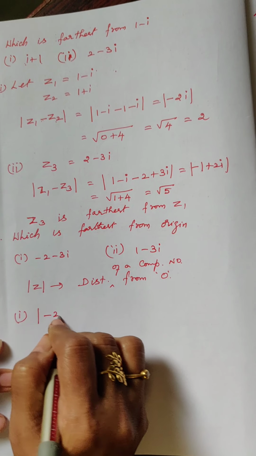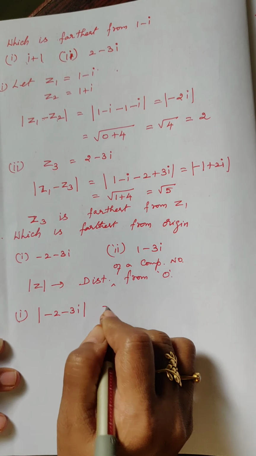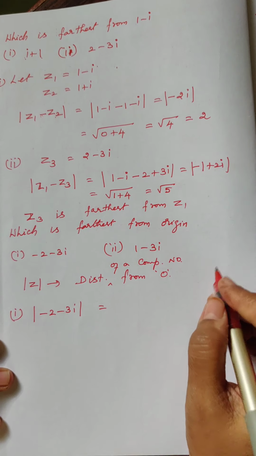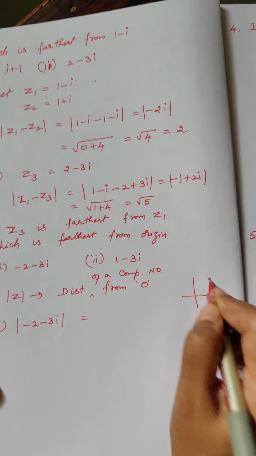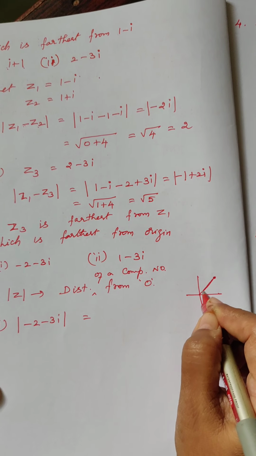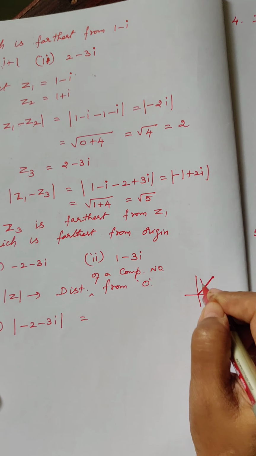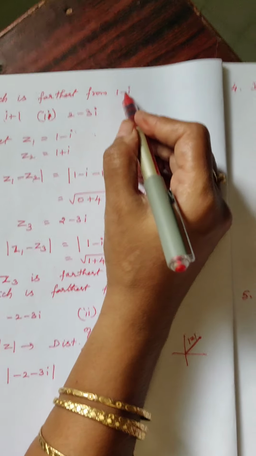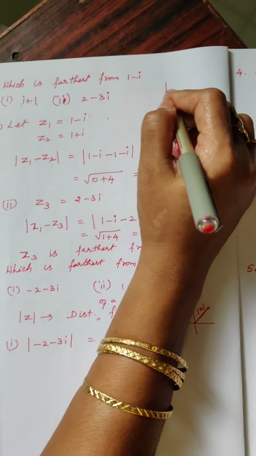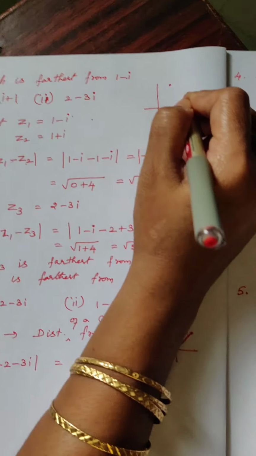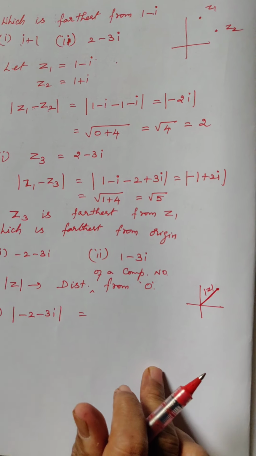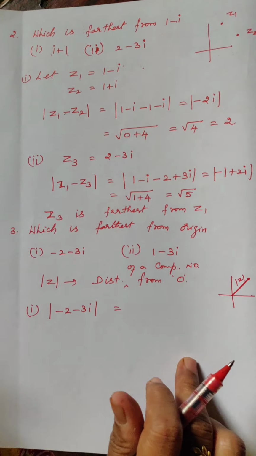So the modulus of minus 2 minus 3i is the distance of this complex number from the origin. Is it clear now? If I say Z is here, the distance from the origin is the modulus of Z. Here it is not like this: the distance of a complex number from another complex number, where we have to take two complex numbers Z1 and Z2. So don't confuse this sum and that sum. I am taking these two sums at a time.